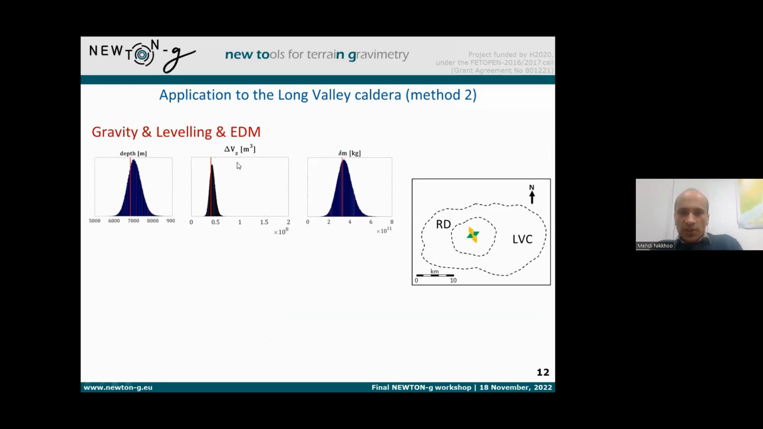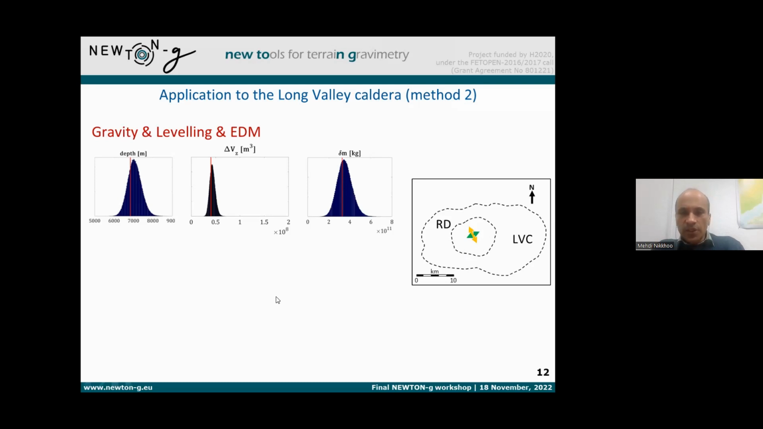In the first inversion, we use all of the data sets, the gravity, leveling, and EDM, and we can constrain all the source parameters. Here you see a few of them. We see the source depth almost at 7 kilometers below the surface. You also see the mass change associated with the source. Here, this is basically the inverted source located at the center of the caldera below a resurgent dome.